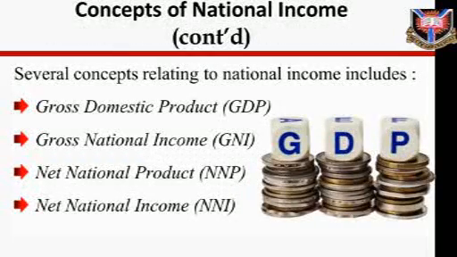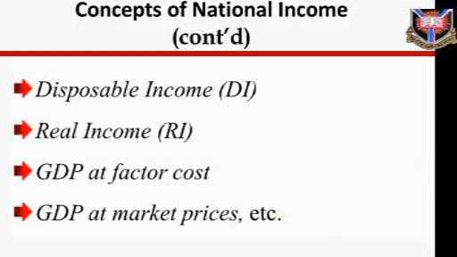There are several concepts pertaining to national income. Such concepts include gross domestic product (GDP), gross national product (GNP), net national product (NNP), net national income (NNI), disposable income (DI), real income (RI), GDP at factor cost, and GDP at market prices, and so on.